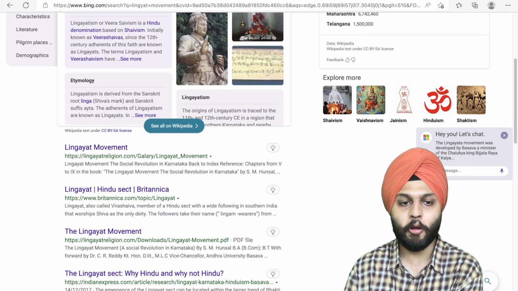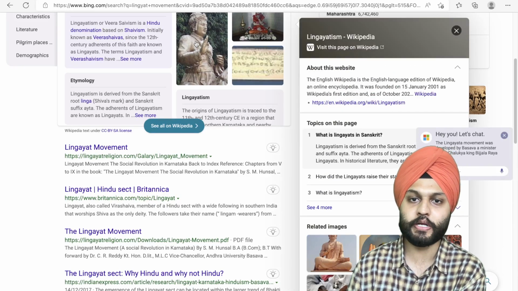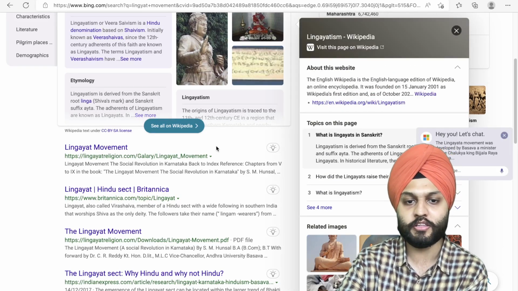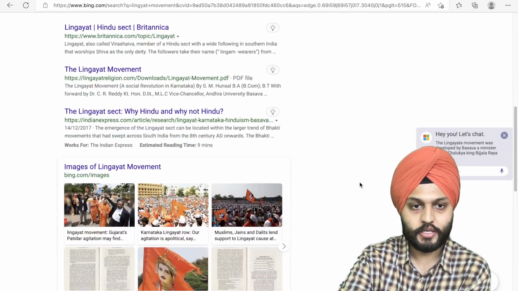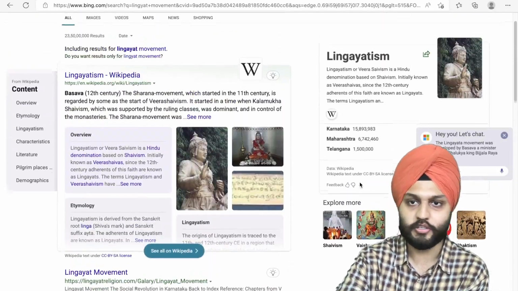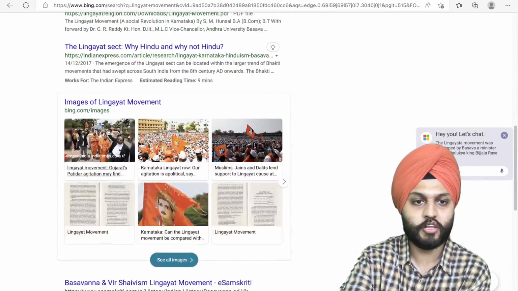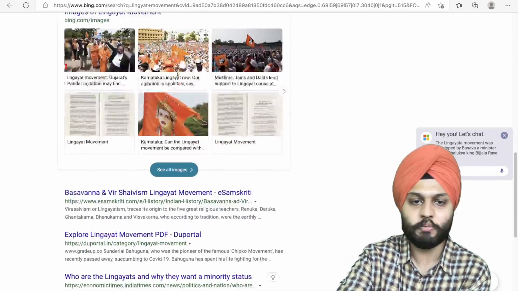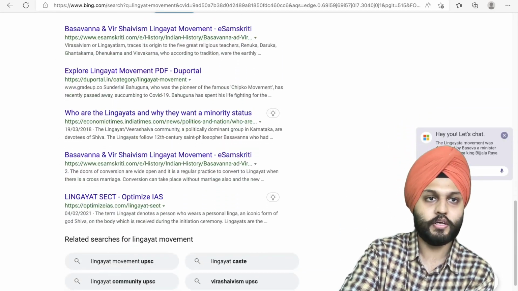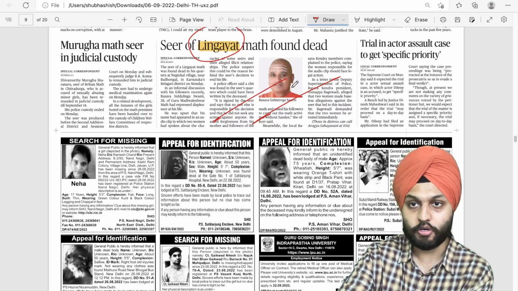So we should have basic details of the Lingayat from the prelims perspective as well as the mains perspective. We should have a note ready for this. If you look at the news part also, there is a lot of controversy around it. The Lingayat sect, why Hindu and why not Hindu? So something or the other keeps taking place. It's very important with reference to Karnataka's state politics.